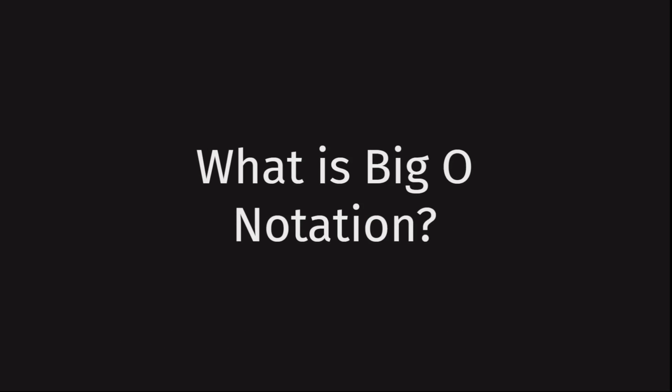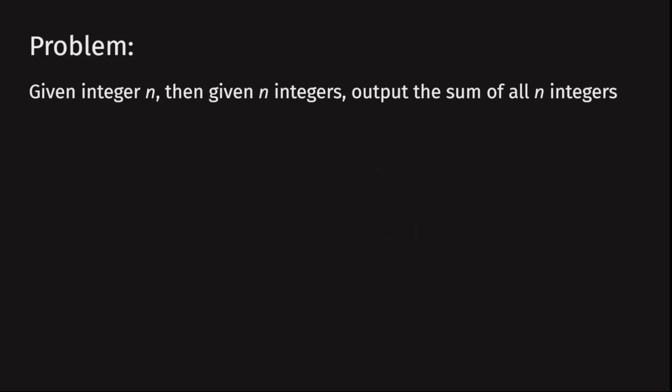Now actually onto big O notation. In the context of computer science, big O notation is mainly used to describe how much time and memory a program will take. For example, let's say we're given this problem. Given n, then given n numbers, output the sum of all n numbers.